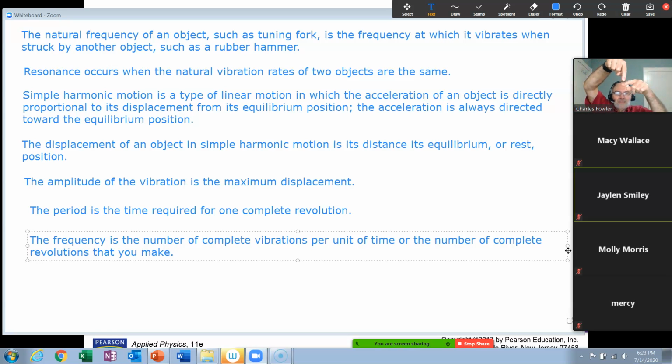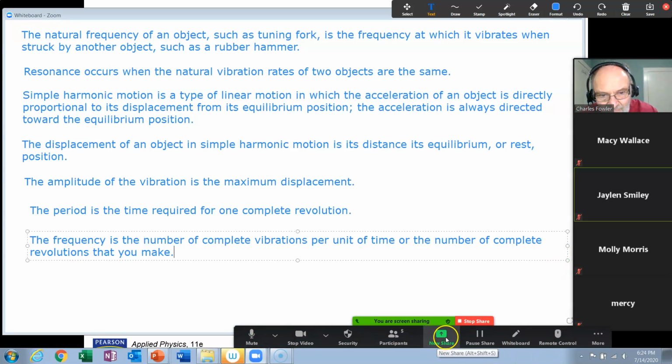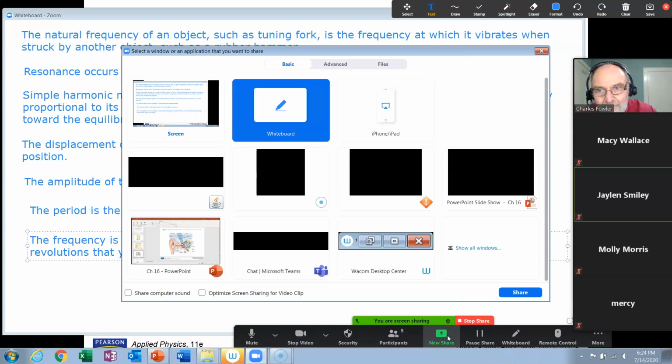For the pendulum, that would be from here, if you started here, it goes down here, up here, and back to the same initial starting position. That's one complete cycle. One complete vibration per unit time. Okay. Now, with those definitions in mind, let's now go to the Ferris wheel.